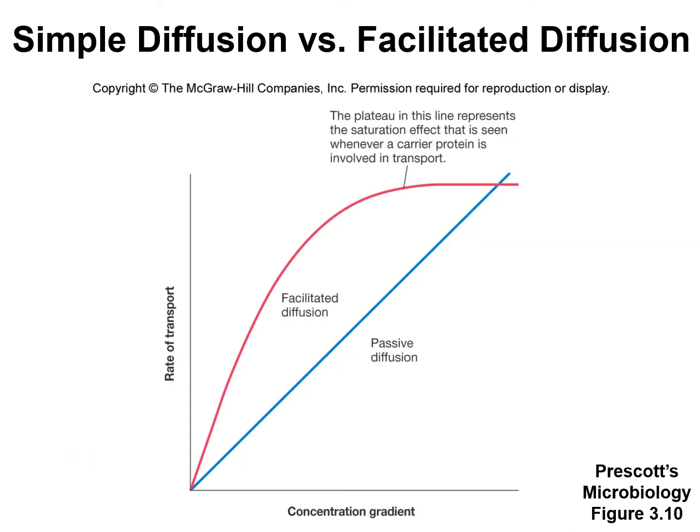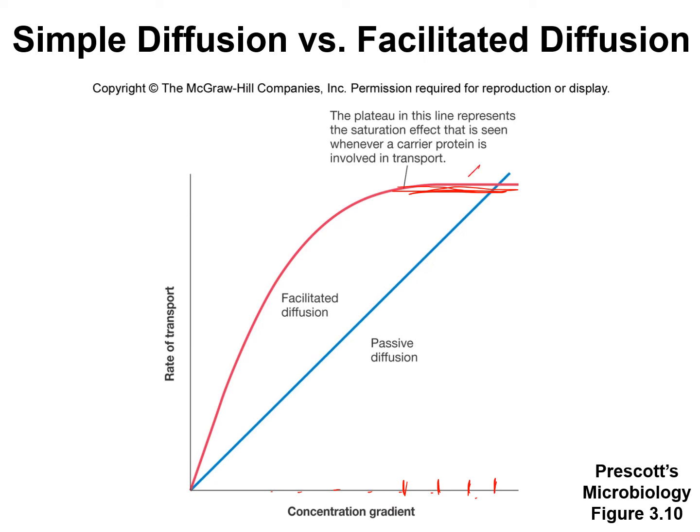And then if we look at this graph comparing simple and facilitated diffusion, it's just showing that the larger the concentration gradient gets, the more molecules you can get across the membrane. With simple diffusion, you can just keep getting more and more molecules across as your concentration gradient gets higher and higher. But with facilitated diffusion, notice that we level off up here at the top. As you increase your gradient more and more, you can't get any more across any faster.